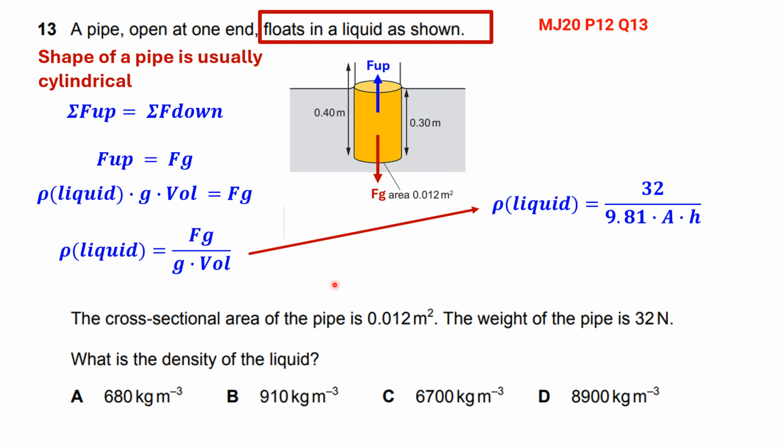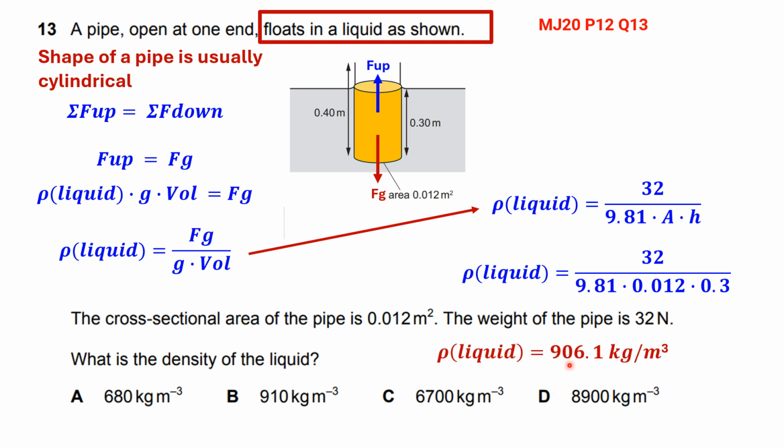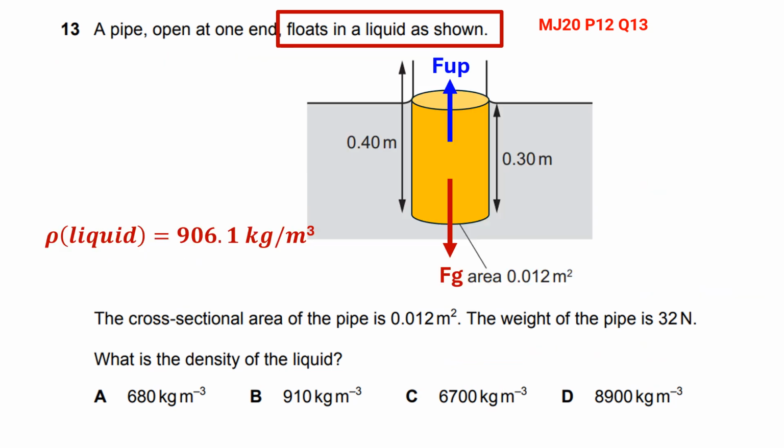So let's go to the other side, I don't have more room. The density of the liquid: the weight of the pipe is 32 newtons, g is 9.81, the cross-sectional area we have is 0.012 and the height is 0.3. So let's go ahead and do the substitutions. And the density of the liquid is 906.1 kilograms per cubic meter. So the best option is B.